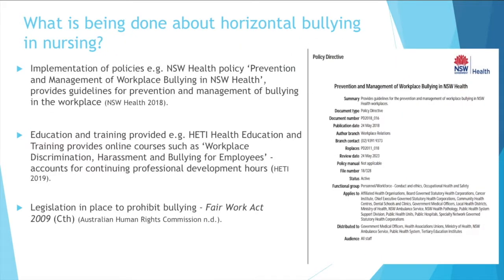So what is currently being done about horizontal bullying? Well, at present time, policies are in place to guide employees and employers about steps involved to minimise the risk of bullying and how incidences of bullying can be handled. For example, within New South Wales, the policy Prevention and Management of Workplace Bullying in New South Wales Health is in place to provide guidelines for prevention and management of bullying in the workplace.